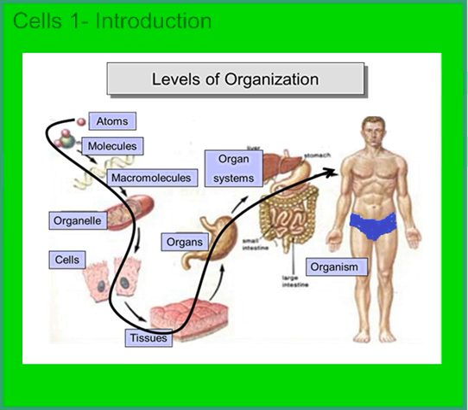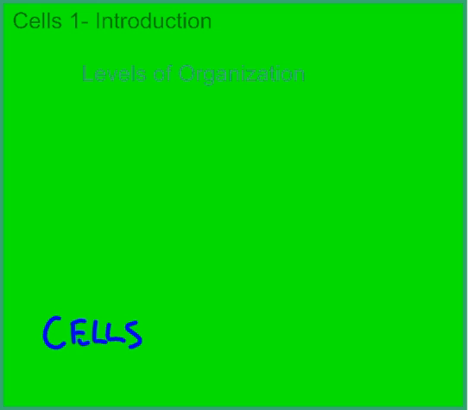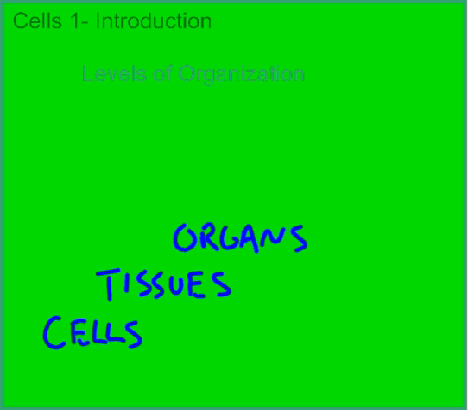So let's copy down in our notes the levels of organization. So we'll start with cells down at the bottom. Cells are grouped into tissues. Some examples of tissues would be skin tissue, muscle tissue, brain tissue. Even blood is considered a tissue because it's made up of cells.